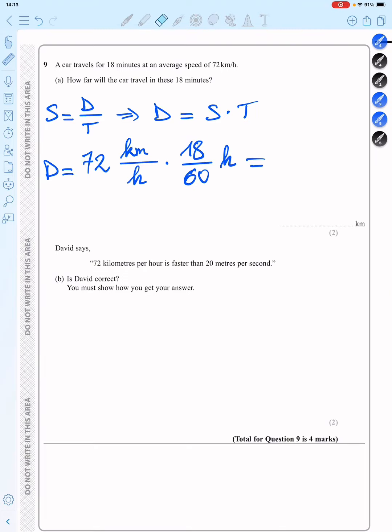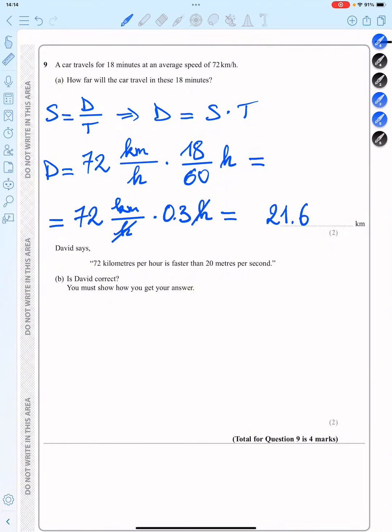Therefore, this one is going to be equal to 72 kilometers per hour times 18 over 60, which is 0.3 hours. Then hours and hours are going to cancel out, and we're going to be left with 72 times 0.3 kilometers. And that gives us 21.60 kilometers. And that is our answer here.